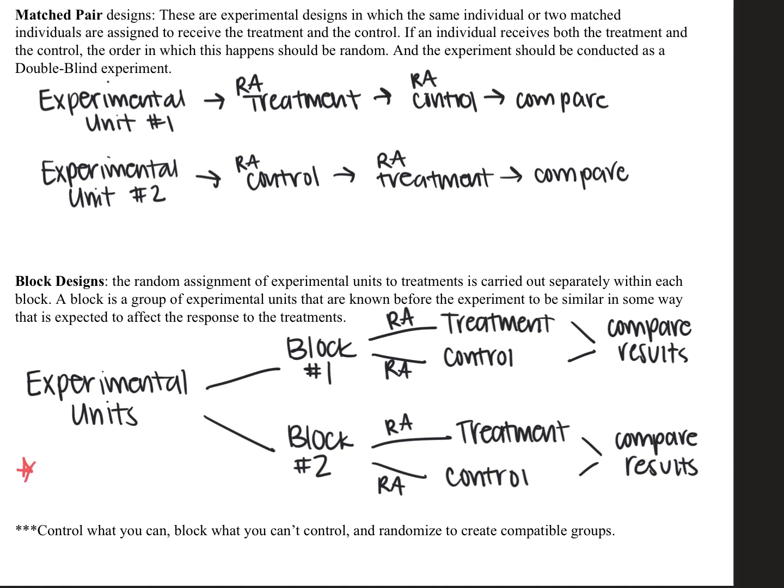Two main things here. If you're trying to think of when you would block, age and gender are the most common ways that you would block. If you're trying to determine whether men and women would react differently, or whether different age ranges would react differently, that's when you would use a block design. There are other ones, but age and gender are the most popular.